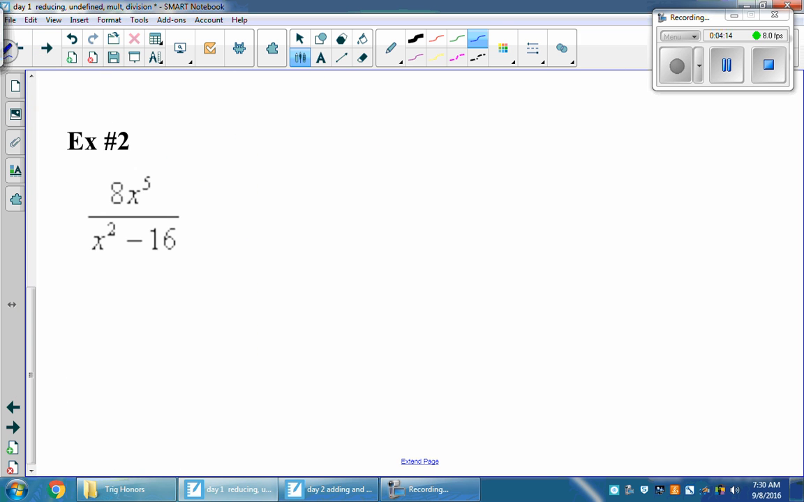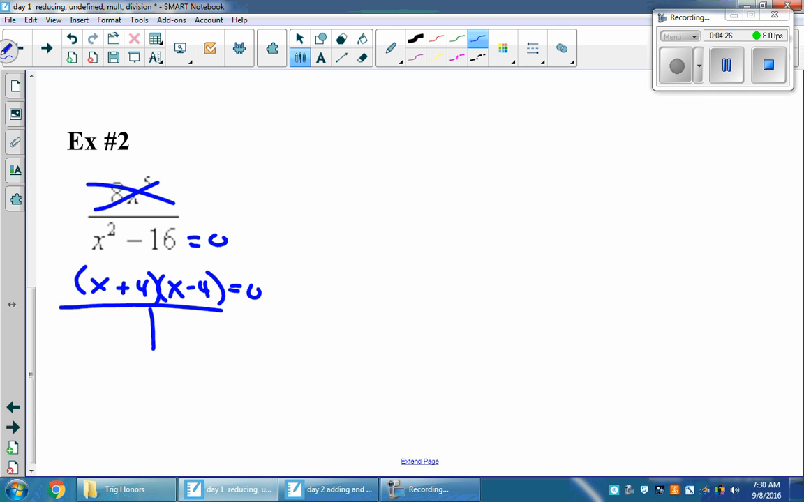Look at the next one. Again, don't care what the top is. Factor the bottom if possible. You set it equal to 0. So that's a difference of squares, so x plus 4, x minus 4 equals 0. Tee it up, so I get negative 4 and 4. Those are my 2 answers that make it undefined. When the bottom is equal to 0. Don't care what the top is, set the bottom equal to 0.